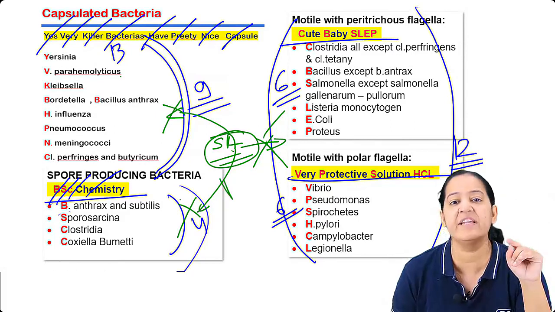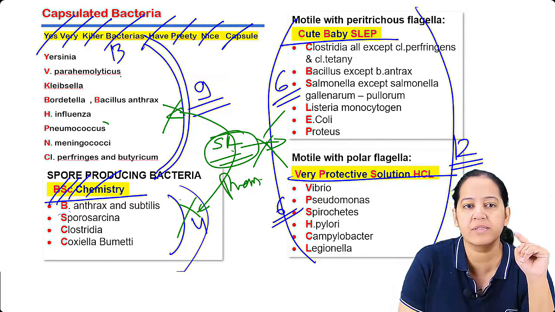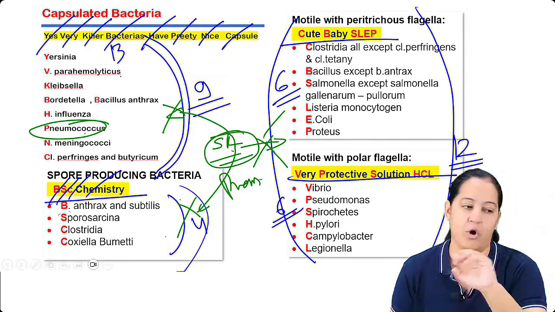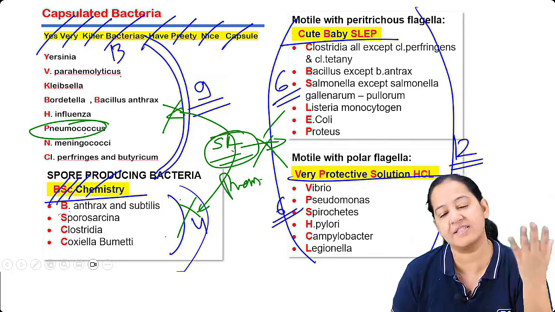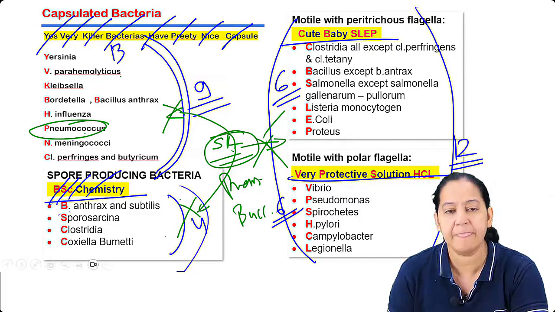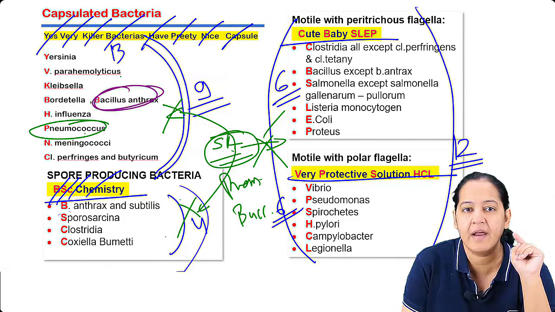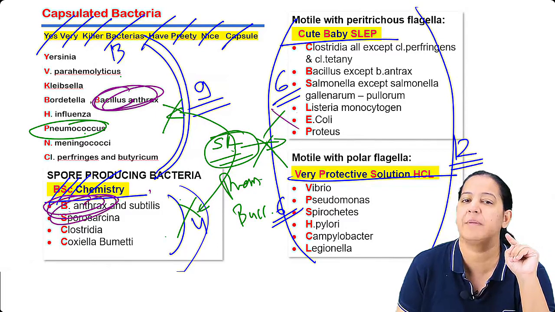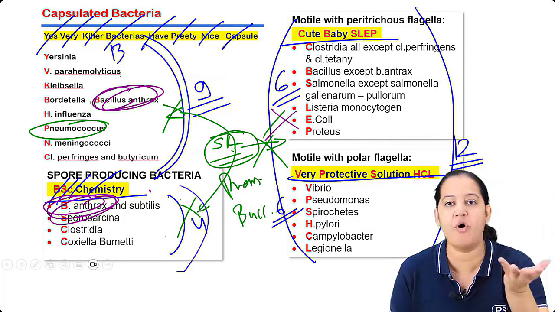The next I will teach you is pneumococcus. So you will say, ma'am, pneumococcus is coming here. So it's capsulated, but it's non-spore forming, non-motile. In the other two, it's not coming. For example, I will teach you Bacillus anthracis. So you will say, ma'am, Bacillus is coming here. Bacillus is also coming here, but it's not coming here. So it's capsulated, spore forming, but non-motile.